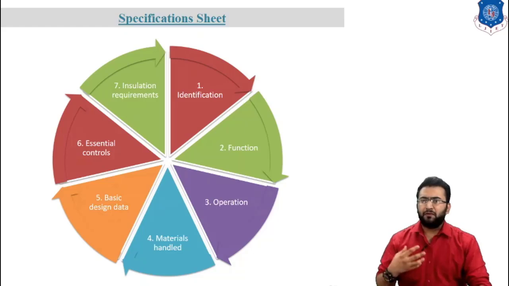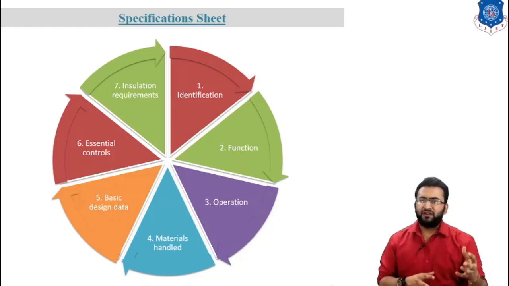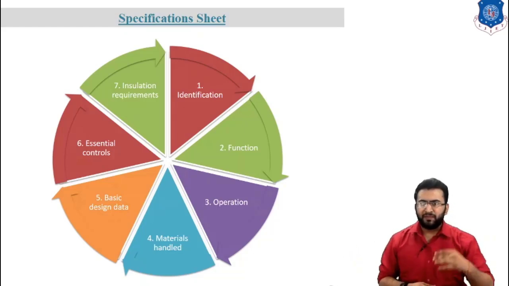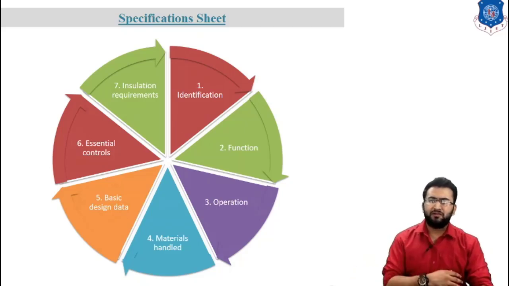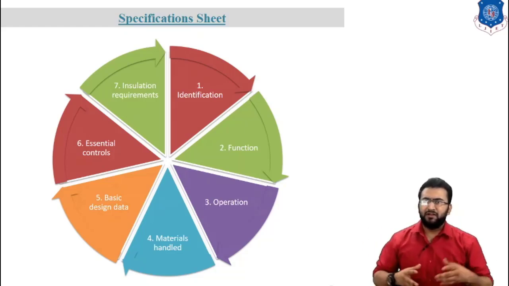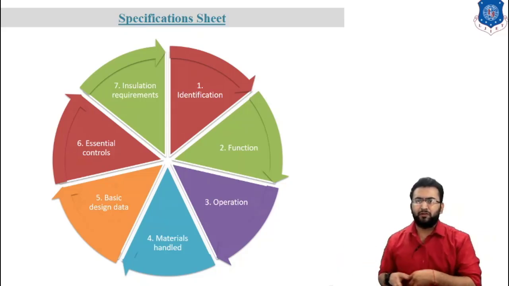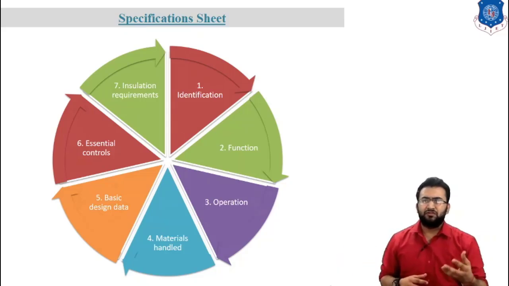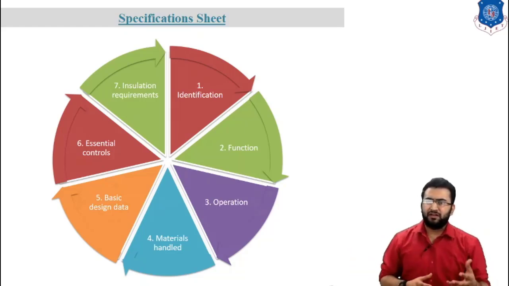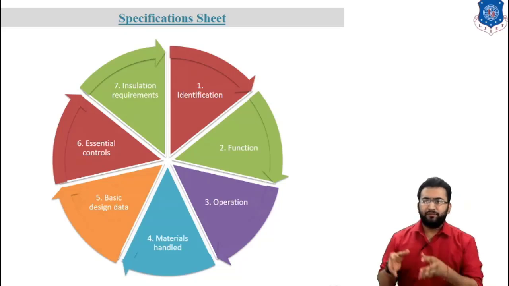The preliminary specification for equipment should include the identification, function, and operation of that equipment, the material handled in that equipment, basic design data, essential controls required, installation requirements, allowance and tolerance, and special information and details pertaining to the particular equipment, such as the material of construction including gasket, installation, insulation, necessary delivery date, support, and special design details and comments. So this is the basic information about the specification sheet.